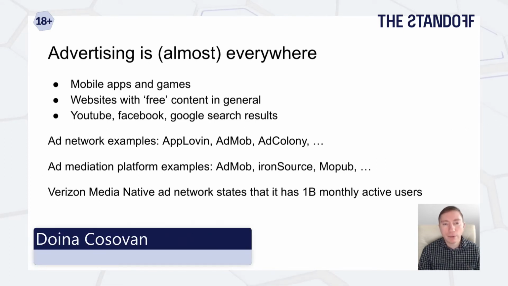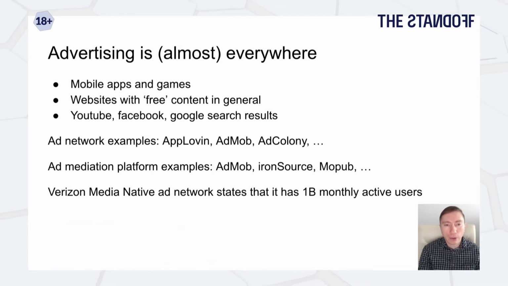To get an idea of how big this advertising world is, we know from the Verizon Media Native ad network website that they state they have close to 1 billion monthly active users. This means that they have a huge number of users, and also this means that they have to take considerable security measures in order to protect their users.